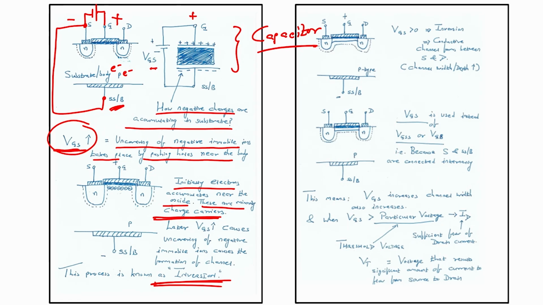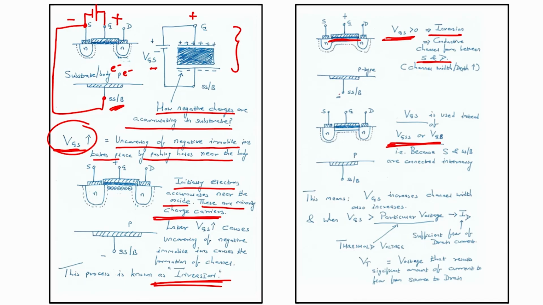Now, let us see further, okay. Now, VGS is greater than 0, that means inversion is there. A conductive channel is formed between source and drain, right. You can see this conductive channel is formed between source and drain, and in this case, VGS is used instead of VGSS or VGB, right. We are always using VGS. Why are we not using VGSS?